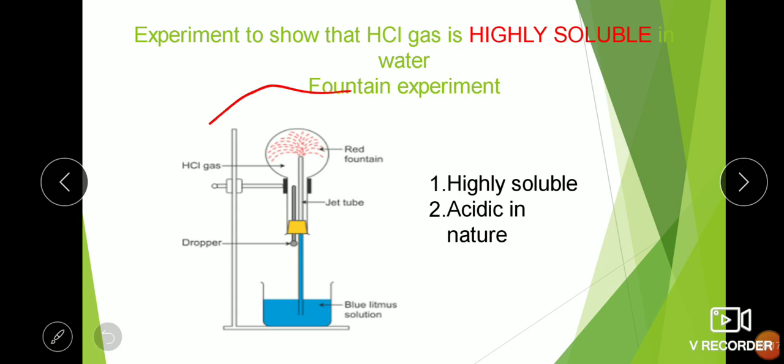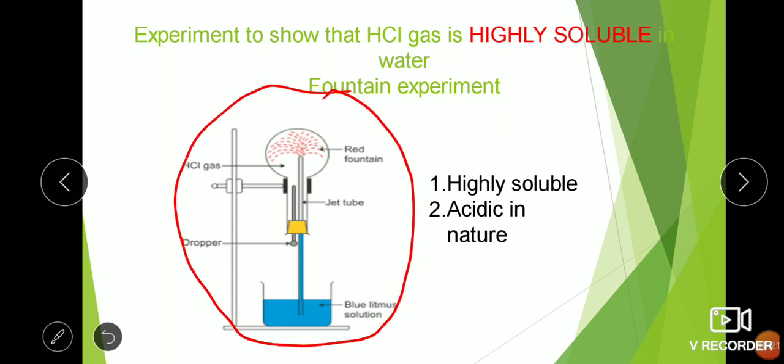Now, the same experiment we are going to study in your next part of study of compounds, that is ammonia. In ammonia, instead of taking blue litmus here, we will take red litmus, and instead of red jet here, we will get blue jet. So guys, when you are doing the fountain experiment, do it at the same time for both ammonia and HCl. The reaction and the apparatus remain the same, only the changes: you will have red litmus instead of blue litmus, and instead of red fountain you will get blue fountain.